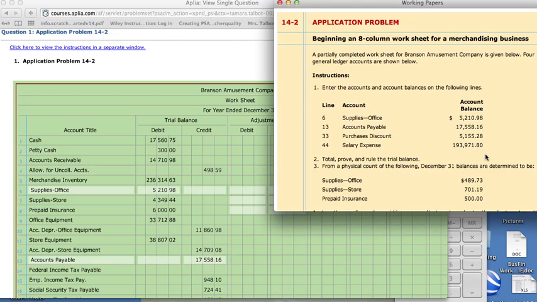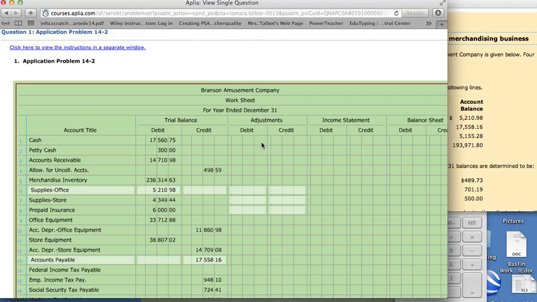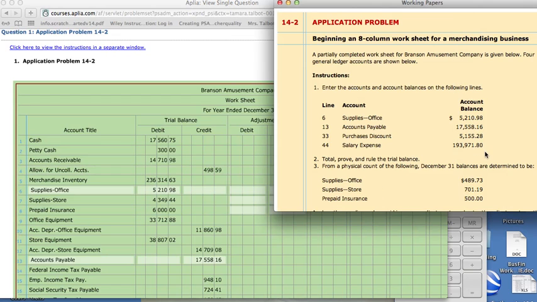The next part of the problem is to create our adjusting entries, and we will put them in our adjustments column. Remember, we have several. We do 3 this time: supplies office, supplies store, and prepaid insurance. The reason we do that is because we've never taken into account that we've used up the supplies. We just keep adding to them whenever we buy them.